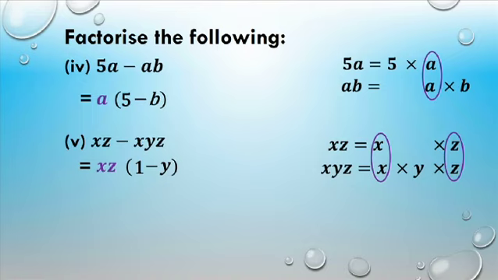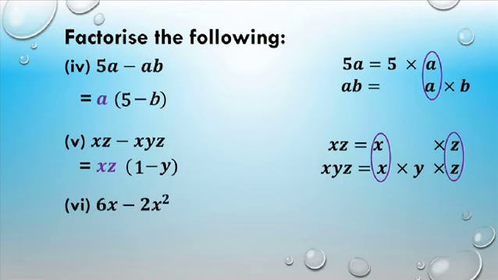One way of checking whether your answer is correct is by expanding it. If I expand, I should get the same thing here. So xz times 1 is xz. xz times minus y gives me minus xyz.